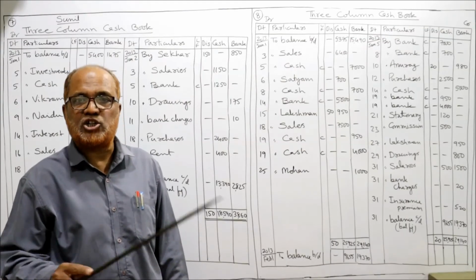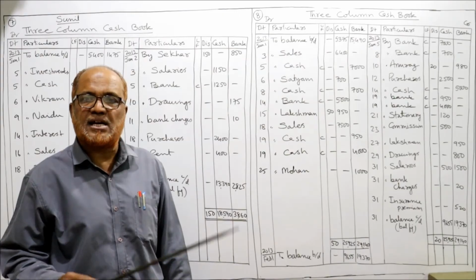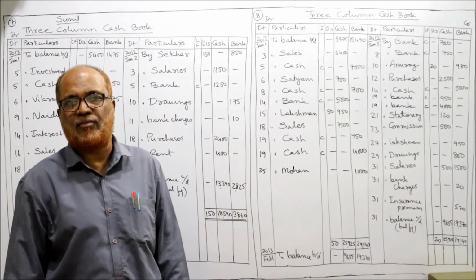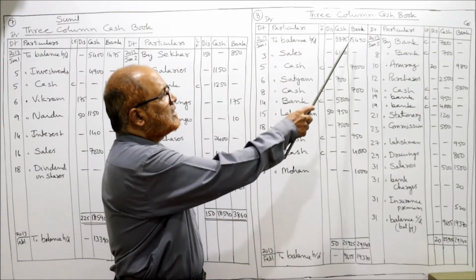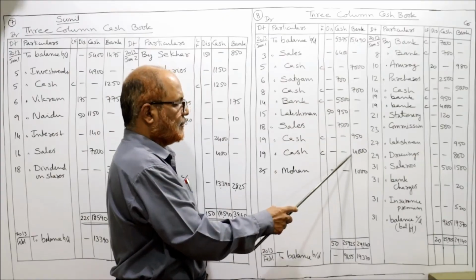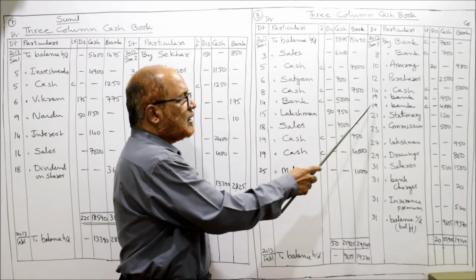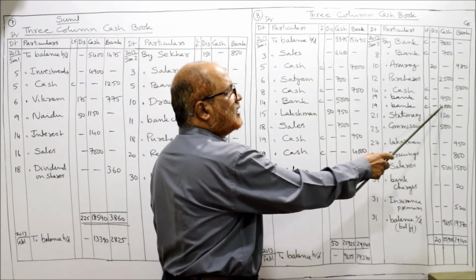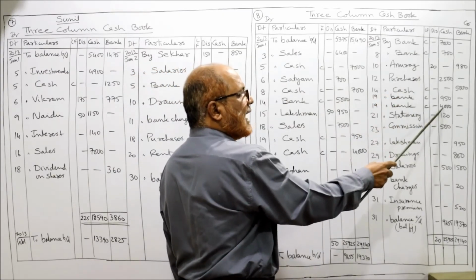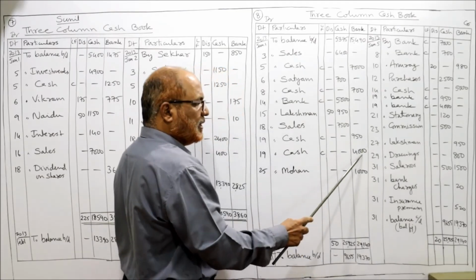First transaction, Lakshman's check deposited. Second transaction, cash deposited in bank 4000. So bank account debit side 4000. See here, 19th date, bank account debit side 4000. And same 19th date, cash account credited by 4000. Cash credited 4000, bank debited 4000.